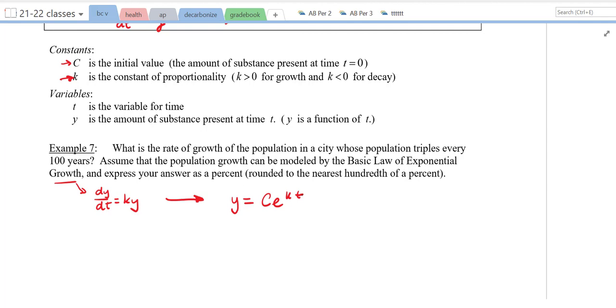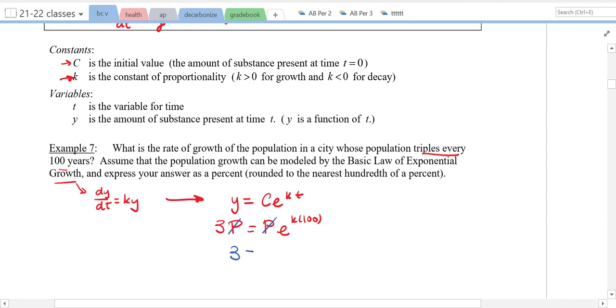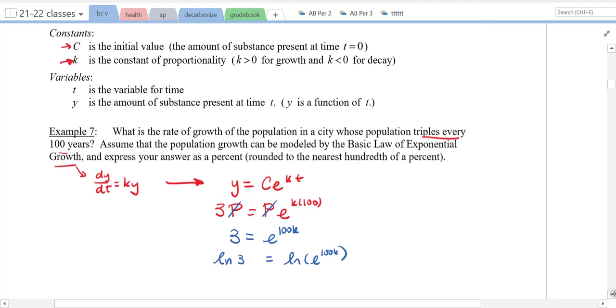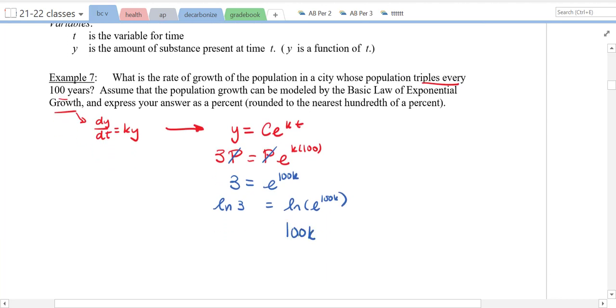Let's see. The population triples every 100 years. So if I started with the initial population of, say, p, then tripling, after the end, that y value will be 3p. And then we have e to the k, and the years is 100. Well, this is nice because the p's just cancel each other out. Yay! And you get 3 equals e to the 100k. And you need to solve for k, so I'll take natural log on both sides. Natural log of e to the 100k is just 100k.